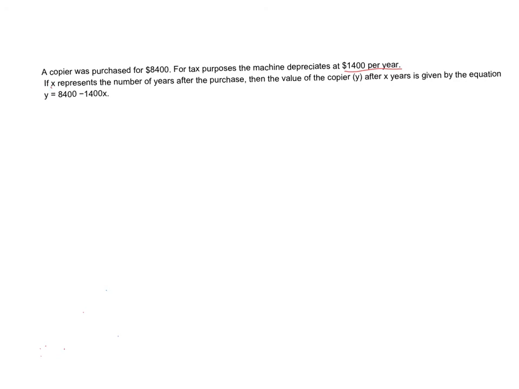It tells me that X is going to represent the number of years after the purchase, and that the value of the copier is Y. And then it gives us the equation as 8,400 minus 1,400x, which is perfectly fine, but if you are used to seeing things in the form y equals mx plus b, we might want to have it written as y equals negative 1,400x plus 8,400. And our goal here is we want to know what is the y-intercept and what is the x-intercept.